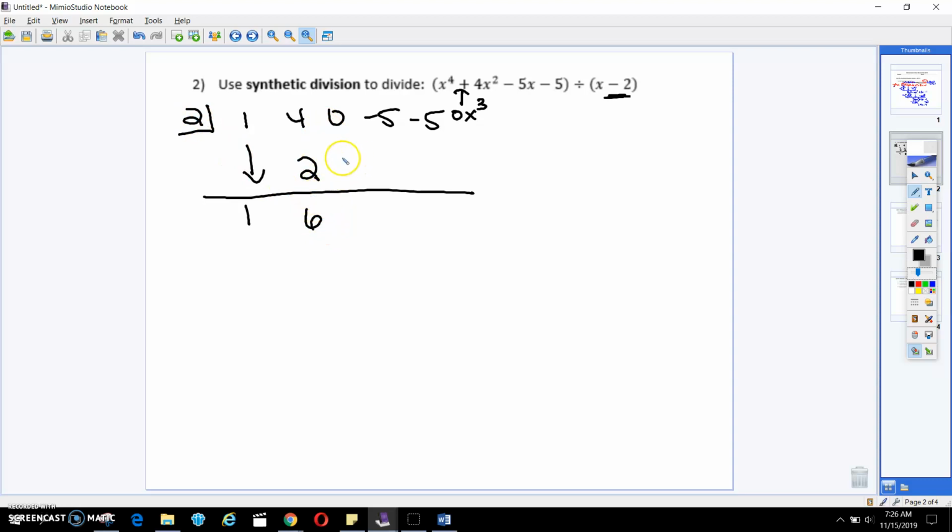So 2 times 6 is going to give me 12. 0 plus 12 is going to give me 12. 2 times 12 is going to give me 24. 24 plus -5 is going to give me 19. And 2 times 19 is going to give me, and -5 plus 36 is going to give me.